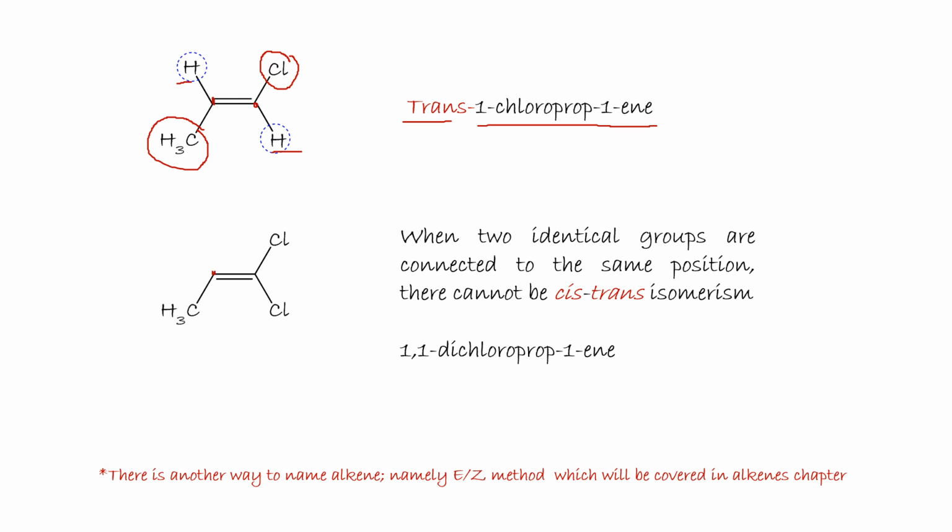Now, here, these two carbons, they don't have two different groups. Here is H, where the different groups, there are not different groups. When two identical groups are connected, like the chlorine on one carbon, there cannot be cis and trans isomerism, and we call the compound without the terminology cis or trans. We call it 1,1-dichloro-prop-1-ene.